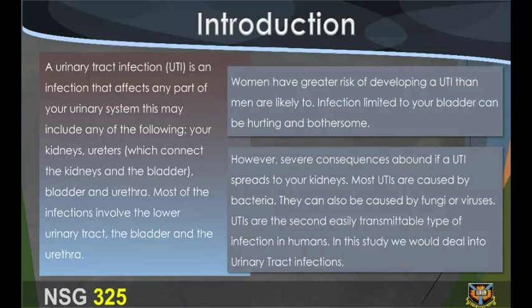This may include any of the following: your kidneys, ureters, which connect the kidneys and the bladder, and urethra. Most of the infections involve the lower urinary tract, the bladder, and the urethra. Women have a greater risk of developing a UTI than men. Infection limited to your bladder can be painful and bothersome. However, severe consequences abound if a UTI spreads to your kidneys.